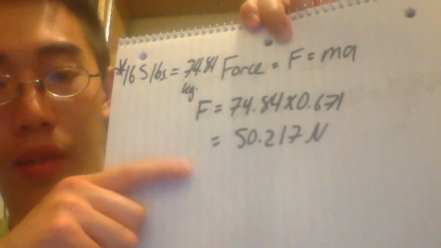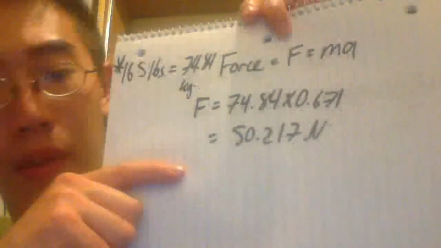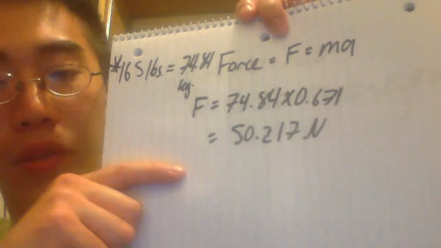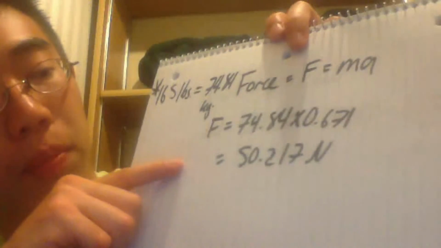And so I plugged it into the F equals ma equation. So 74.84 times 0.671 equals 50.217 N, or 50.217 newtons. So that was my force.